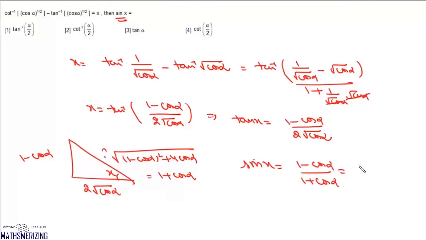Now 1 minus cos alpha is 2 sin square alpha by 2, and 1 plus cos alpha is 2 cos square alpha by 2. Here 2 will cancel. So now we can write this sin x as tan square alpha by 2, and that's your option 1.